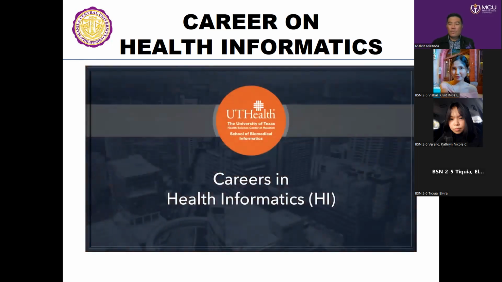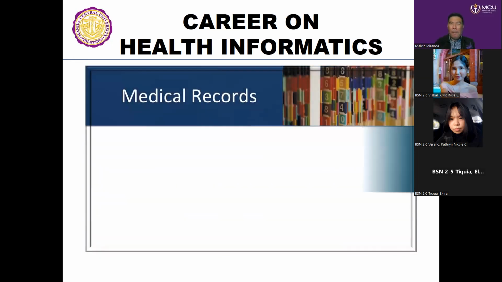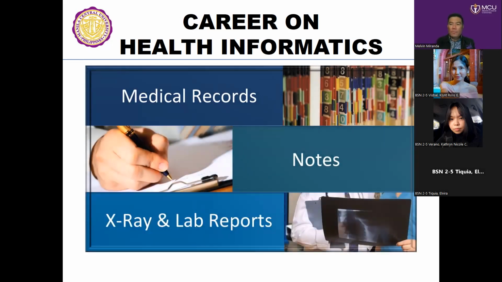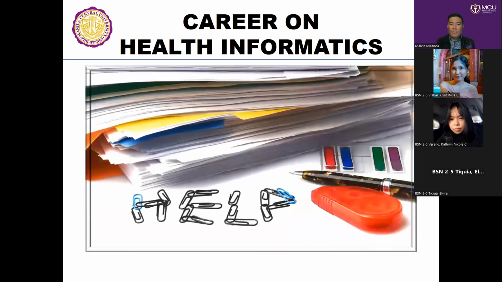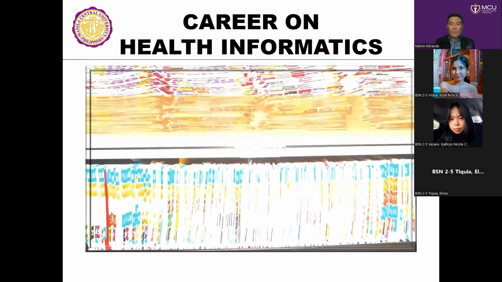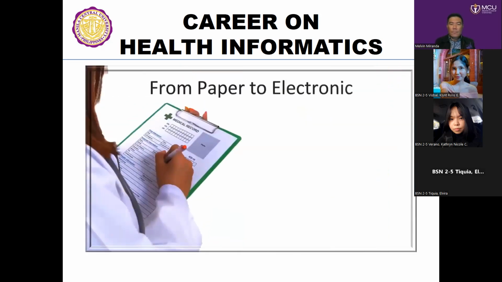Today we are here to talk about the exciting opportunities in the field of health informatics, otherwise known as HI. You may be more familiar with the name medical records. In the past, medical records consisted of handwritten notes, x-ray and laboratory reports, and other information, all documented on paper and put together into one file, which was then put into large rooms. Whenever the need arose to review the records of a specific patient, the patient's file would be retrieved from the filing room and delivered to the requesting physician or clinician.